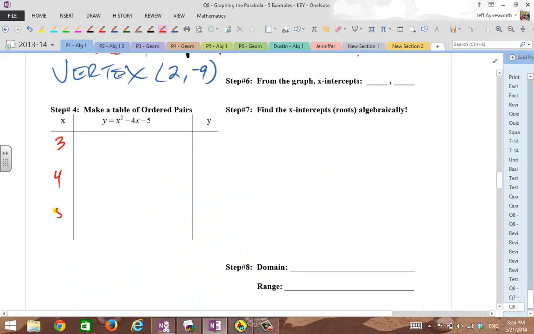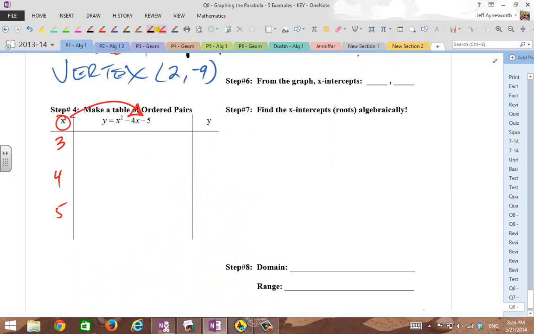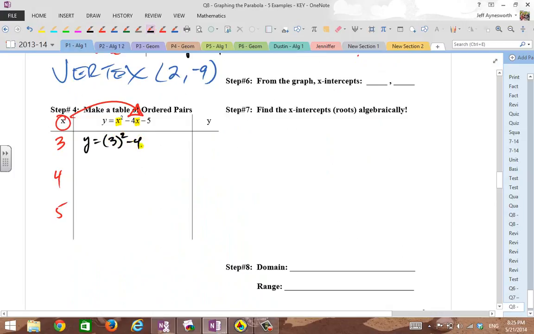3, 4, and 5. And let's take our x values and substitute them in our function. So let's go for it. We got y equals, okay, I've got to substitute x here and here. And wherever I substitute x, I give it a hug. So we got 3 squared minus 4 times 3 minus 5. What does that equal? Well, 3 squared is 9 minus 4 times 3, 12 minus 5.